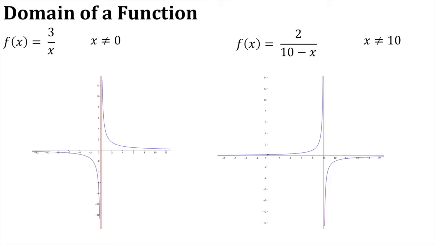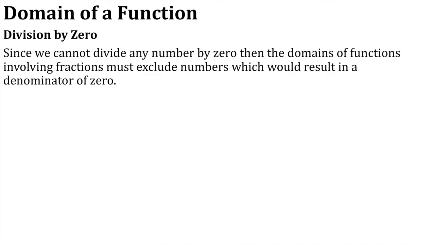So let's take a further look at this. So the domain of a function, and we're going to firstly look at division by 0. So remember, we can't actually divide any number by 0. If you put 5 divided by 0, for instance, into your calculator, it'll come up with a math error. So since we cannot divide any number by 0, then the domains of functions involving fractions must exclude numbers which would result in a denominator of 0.